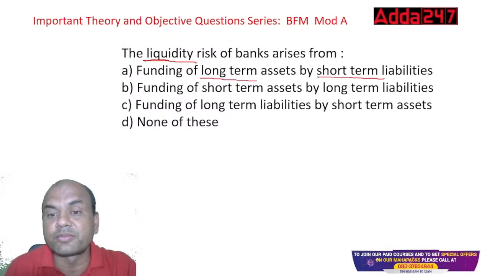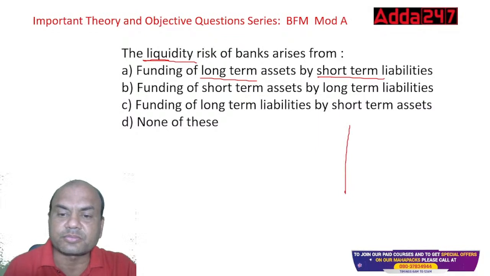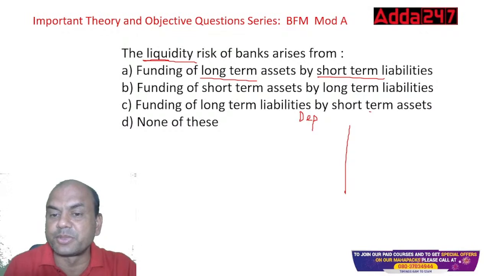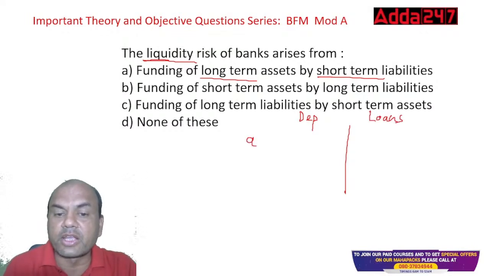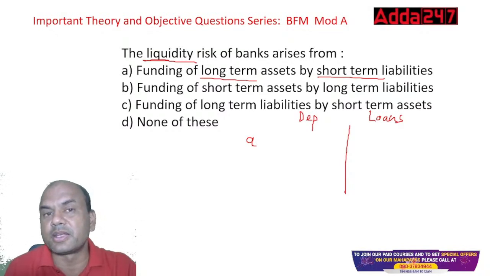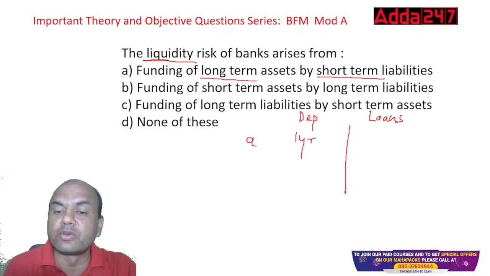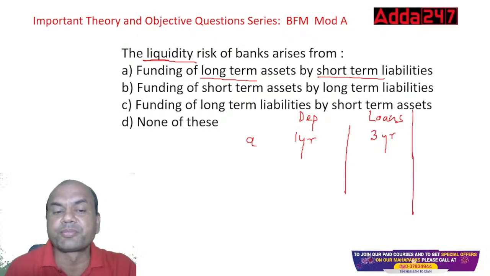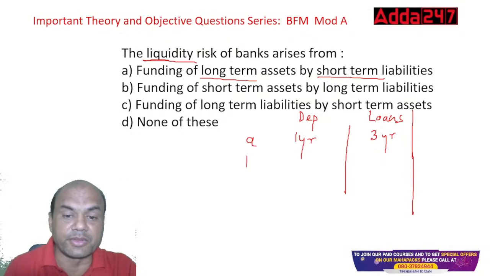What do you mean by this? Let's consider all these cases. Let's say this is deposits. Liabilities means deposits, assets means loans. Now, case A: funding of long-term assets by short-term liabilities. It means I'm having a deposit of 1 year and I'm giving a loan of 3 years. Will this create a liquidity risk for me? Just type yes or no over here.